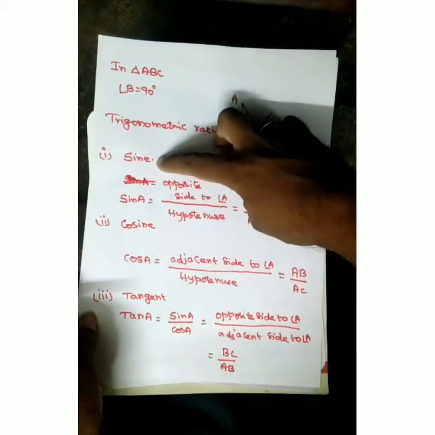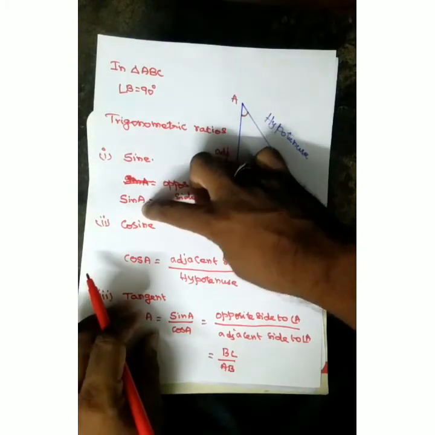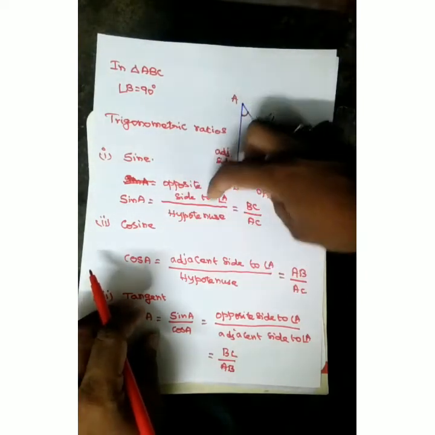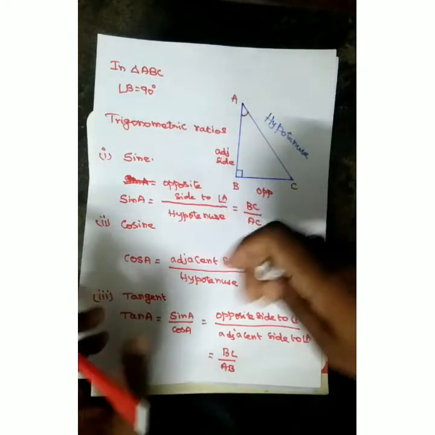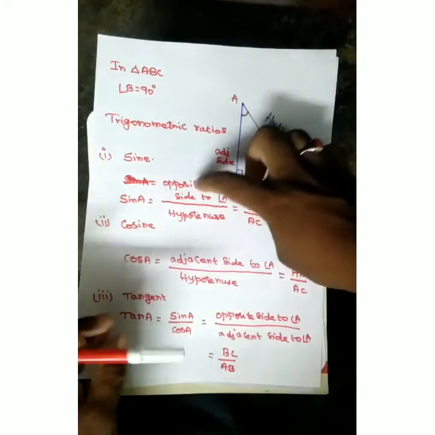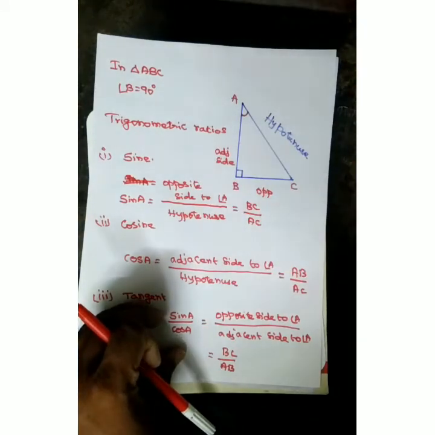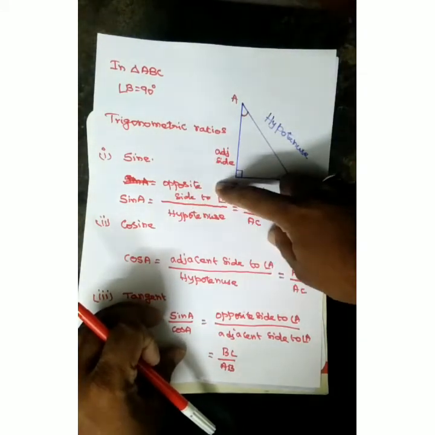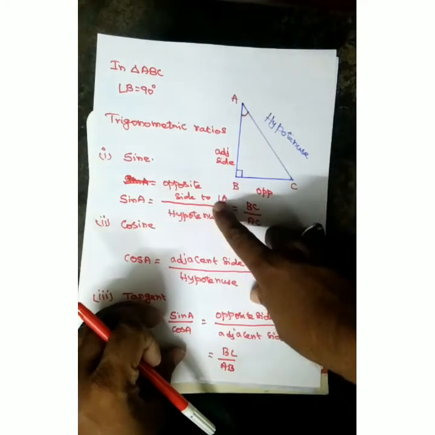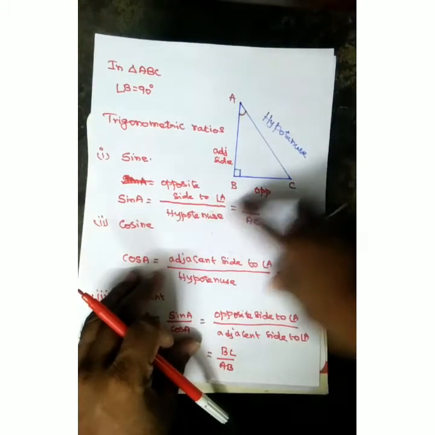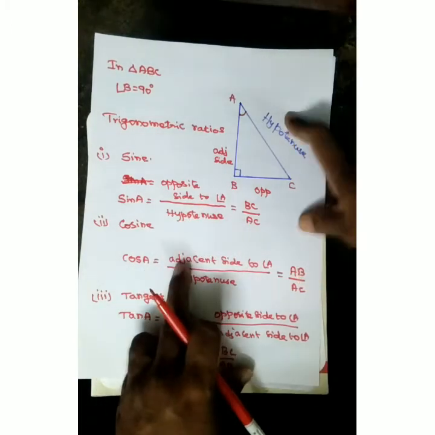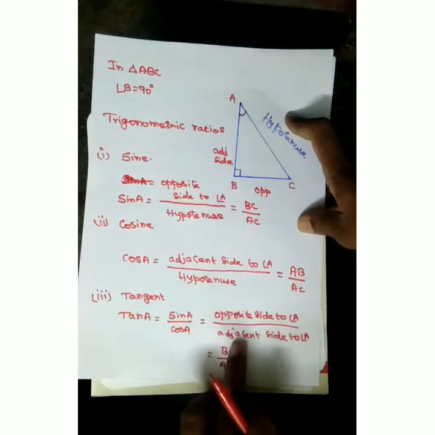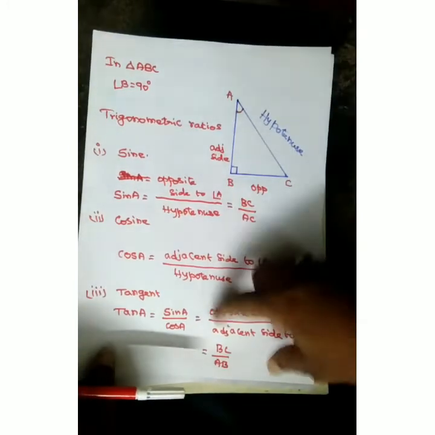So the first one is sine. We write sin A, opposite to angle A by hypotenuse. Simply we read it as opposite by hypotenuse. Opposite means internally we have to read opposite to angle A. Whichever angle we are taking, that angle we have to consider. Sin A means opposite by hypotenuse. Cos A means adjacent by hypotenuse. Tan A means opposite by adjacent. This is the shortcut we have to remember.